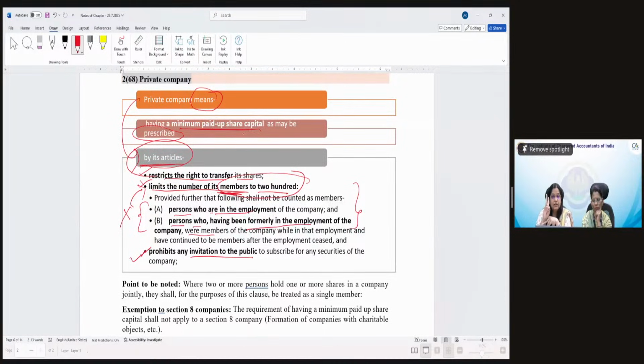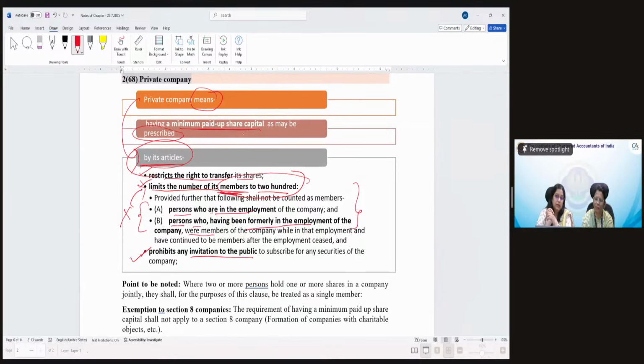Then, you can have any number of members, but the number of members cannot exceed 200. Then, about transfer, you are not allowed to transfer freely. Simultaneously, you should prohibit any kind of invitation to the public for subscribing to any securities. All these three conditions are certain restrictions, and they should be written in the articles. That has to be written in the articles.